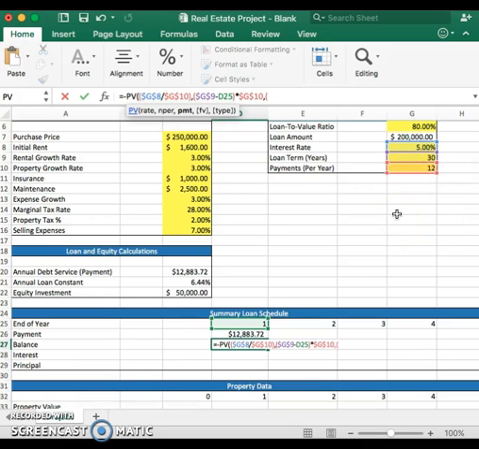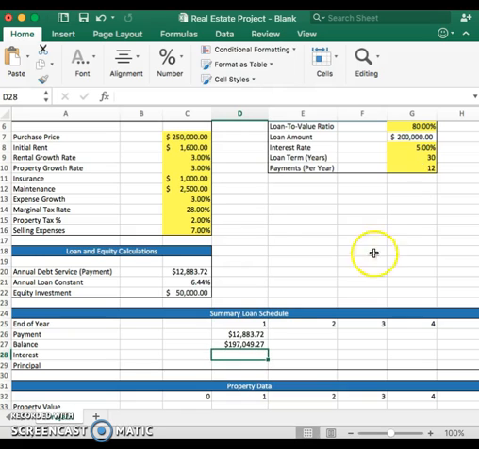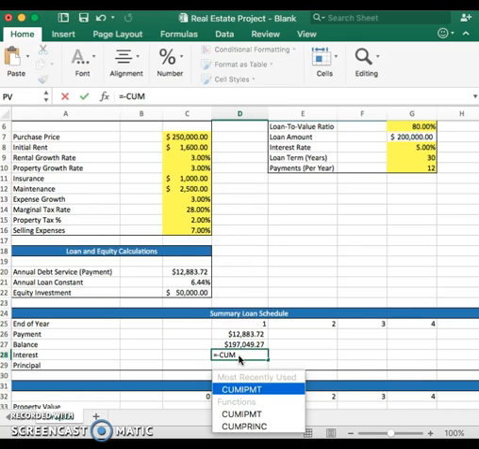The next part of the formula is the payment, which is done by getting the annual debt service, locking that, and then dividing it by the payments per year, so it's a monthly payment. Close the parentheses, and then 0 future value and 0 type. And that gets us $197,049.27.